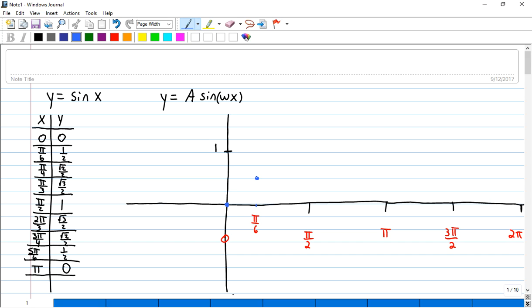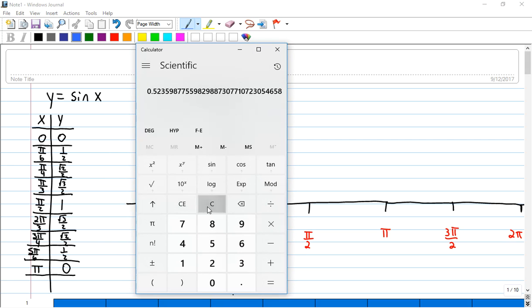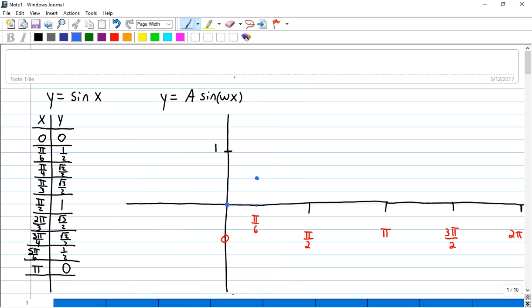Okay. The next point is pi over 4. Let's see what that is. Pi divided by 4. So that's 0.78. So, I mean, close to 0.8 or close to 0.75. 0.75 is about halfway between 0 and 1.5. So about right there, we'll say we have pi over 4.